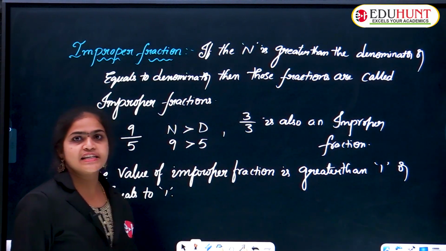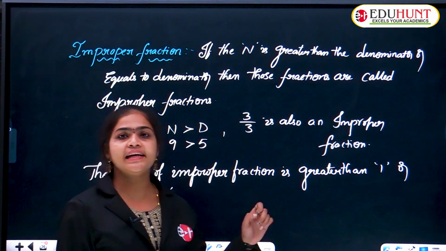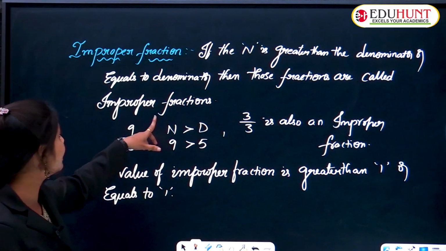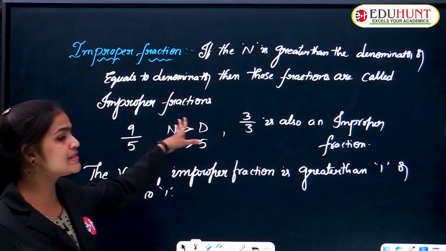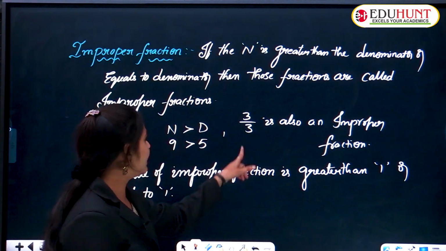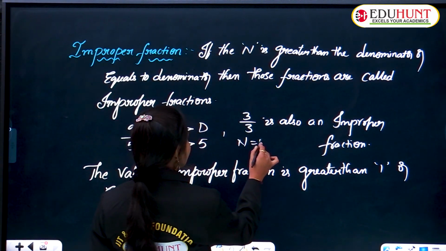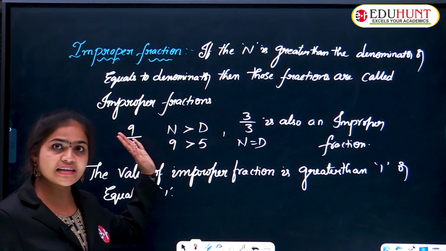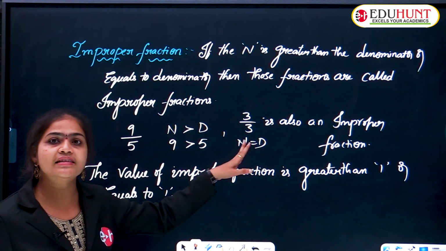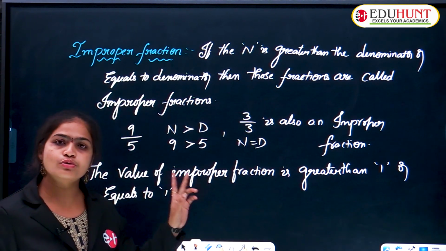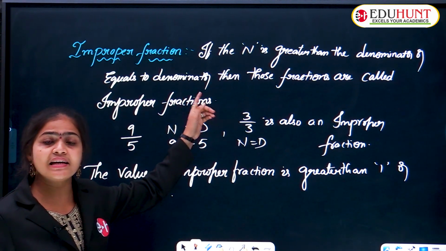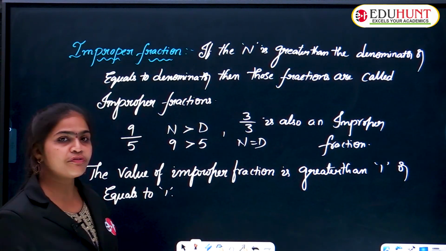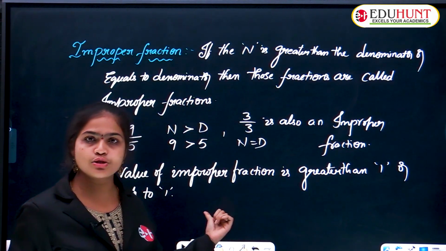Why? Because as per the definition, if the numerator is greater than the denominator or the numerator equals the denominator, then those fractions are known as improper fractions. Here the numerator equals the denominator, 3 is equal to 3. So there are two cases: the numerator is greater than the denominator, or the numerator equals the denominator. Those two types of fractions we call improper fractions. Now the value of an improper fraction is greater than 1 or equal to 1, I said.